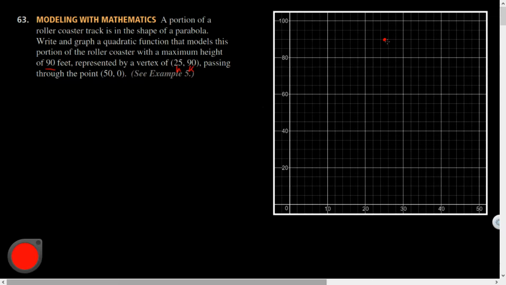Yeah, so here's one point. This is our h comma k, our vertex, so 25 comma 90.